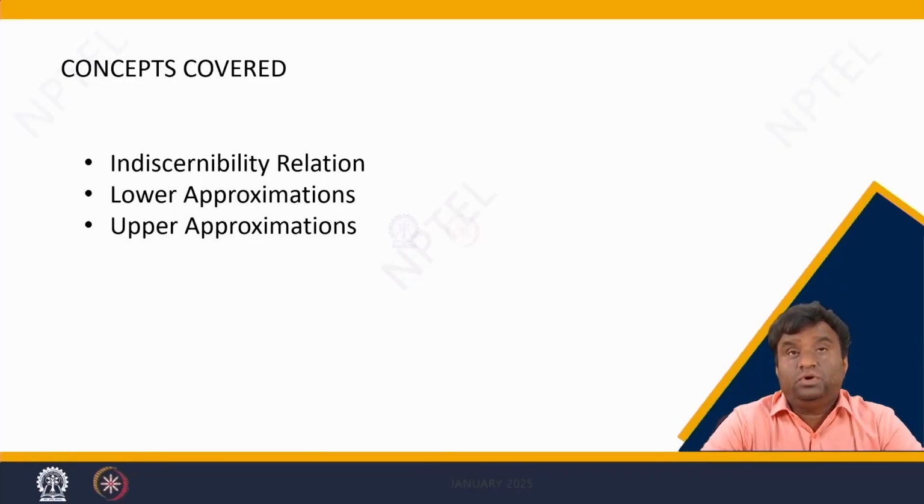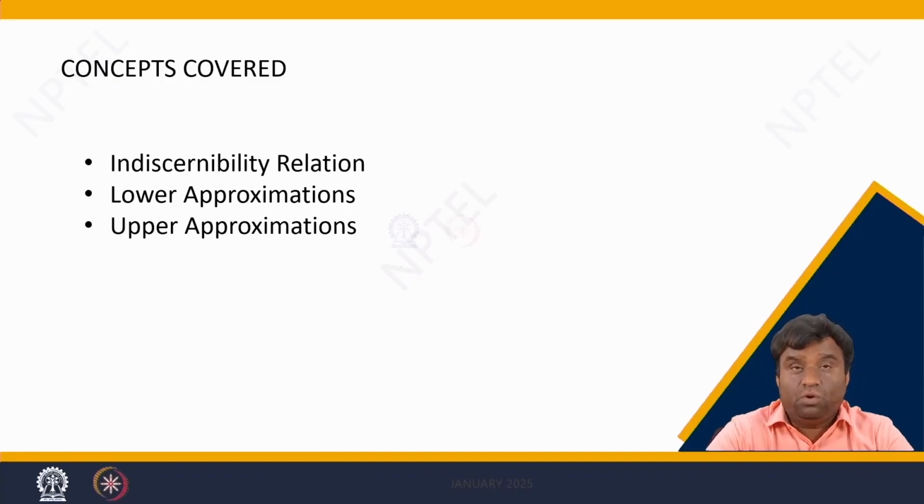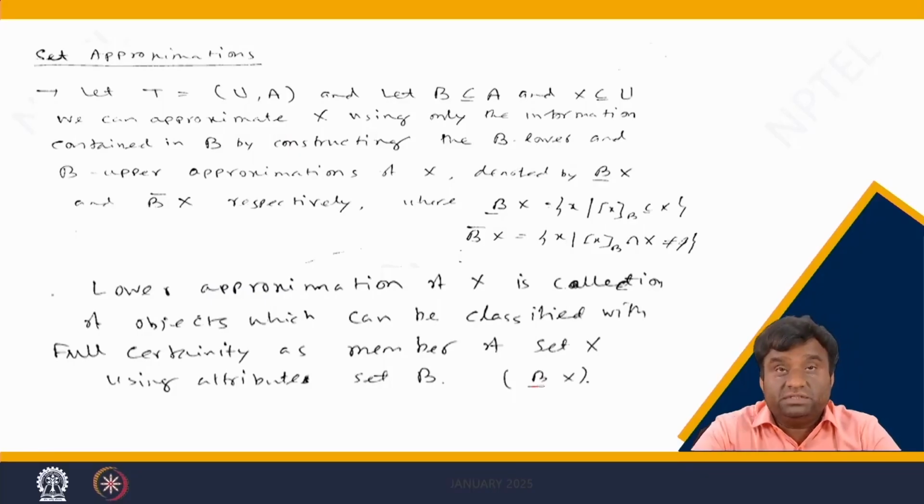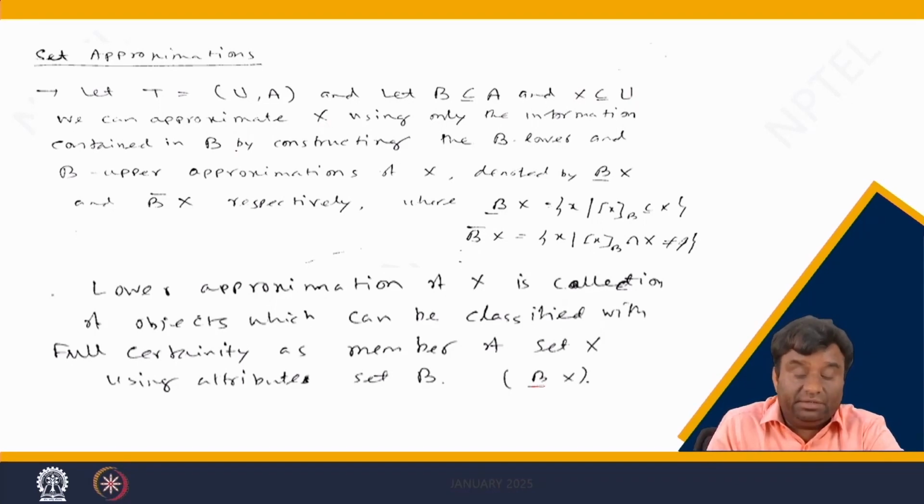So till now we have covered indiscernibility relations, lower approximations and upper approximations. There we have lower approximations, that is the set approximations. Let T equal to the set of objects and attributes, that is U, A, and let B be a subset of the attribute set, X a subset of objects. We can approximate X using only the information content in B by constructing the B lower and B upper approximations of X, denoted by B underline X and B overline X respectively.